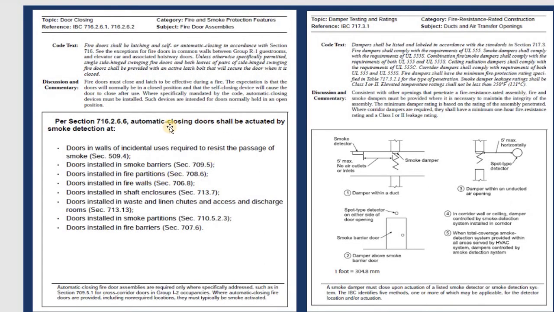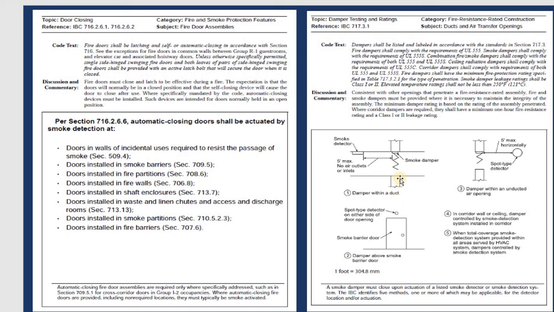This chapter focuses on the closing door. Automatic closing doors should be activated by smoke detection. The door in the wall should be qualified, and for some of them, the exit door with the closing, they need to have the fire barrier installed. They have the smoke partition, access to the discharge room, the shaft enclosure, the firewall, the partition, and the smoke barrier. So that means for a door with automatic closing, they should have one of these to qualify for the smoke detector.